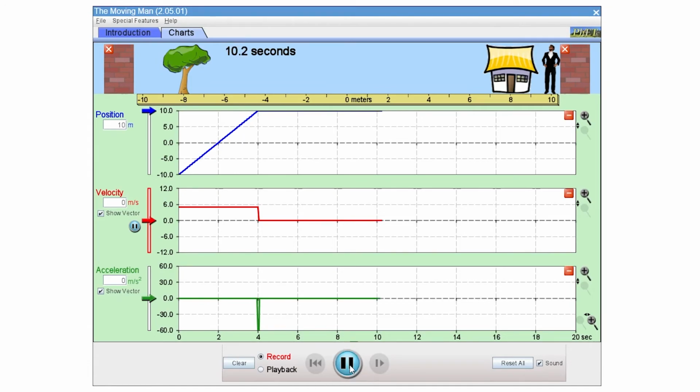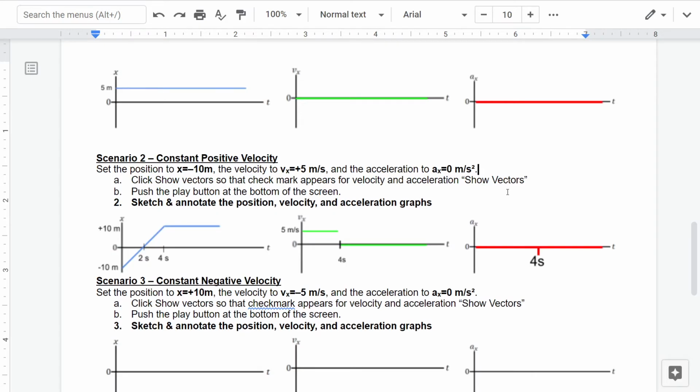Let's come back to the document and jot these graphs down, noting things like the intercept. And we notice that the acceleration graph had a little bit of a dip in it, and the velocity graph was 2 horizontal lines, and the blue position graph was a diagonal line that crossed over the horizontal axis at 2 seconds, and then changed into a horizontal blue line at 4 seconds when our moving man hit the wall.